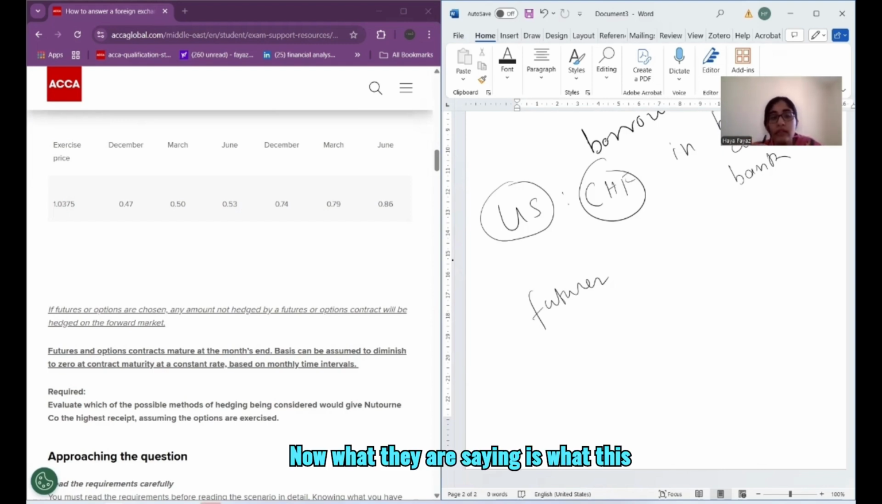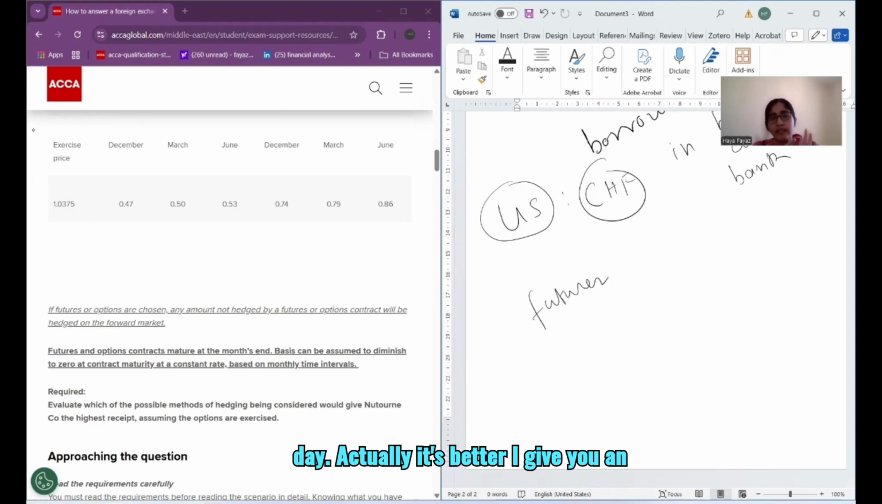Now, what this line means, this thing at a constant rate based on monthly time intervals, means we are going to apportion it based on how many months are over. We are going to consider this basis risk based on how many months are there till the transaction takes place, till June end. For example, if I have taken my November spot rate today, I'm going to subtract it from my futures price on that day.